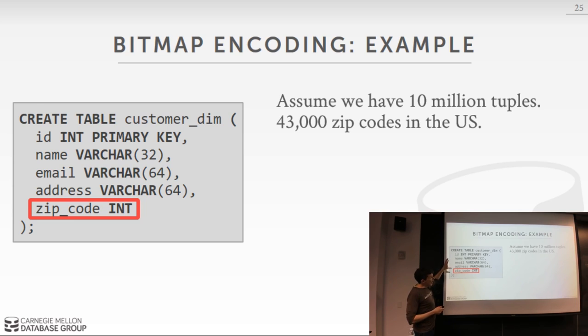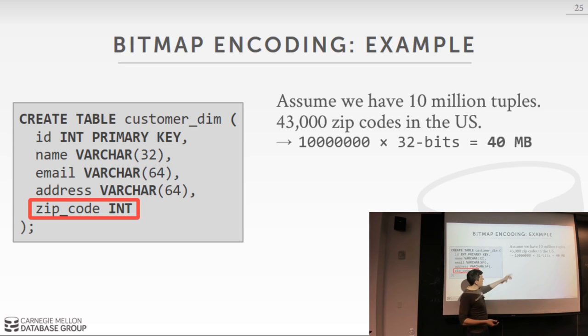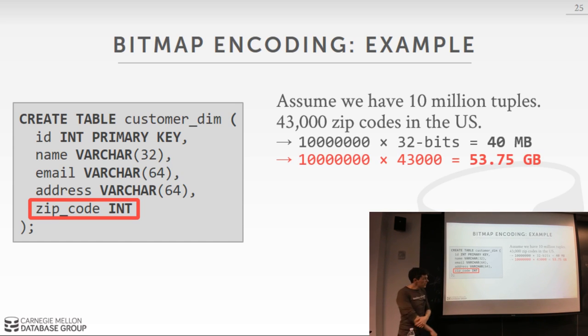So if I have 10 million tuples and 43,000 zip codes, and I just want to store the original data, it's 10 million times 32 bits, to store this as a regular integer. So I can store 10 million zip code entries in 40 megabytes. But if I want to do bitmap compression with this, the total size is going to be 53 gigabytes, because for every single unique zip code, I have to have a giant 10 million entry bitmap.